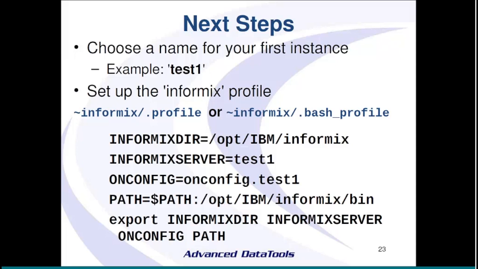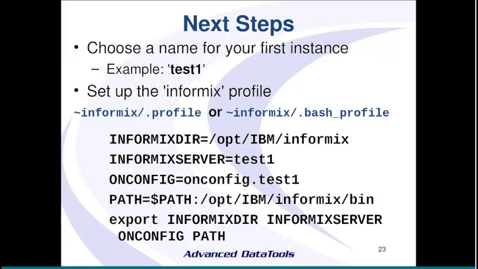The INFORMIXDIR is the Informix directory. This is where all the engine files were. This is the same thing that you defined earlier on as the default folder during the install. The second was your INFORMIXSERVER name. This is the test1 that you selected earlier. Then your ONCONFIG file. This is the file name that is your master control file. This is the master configuration file for Informix.